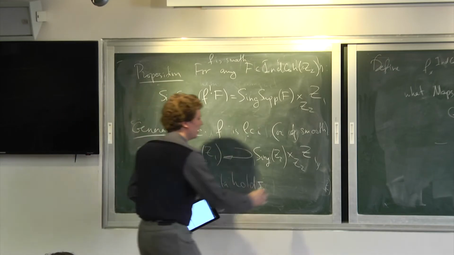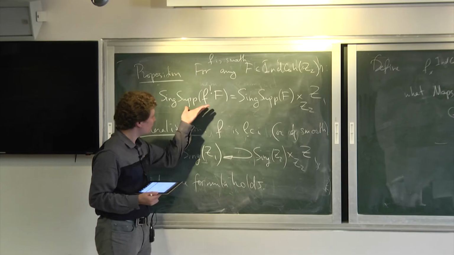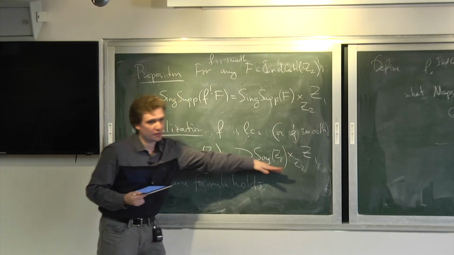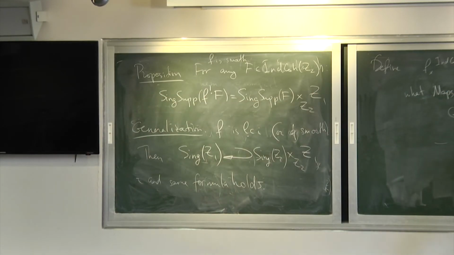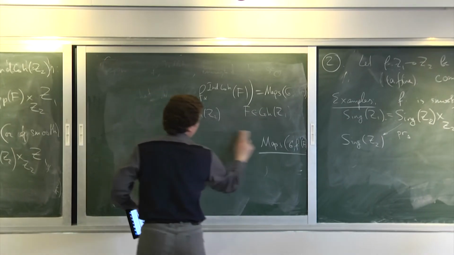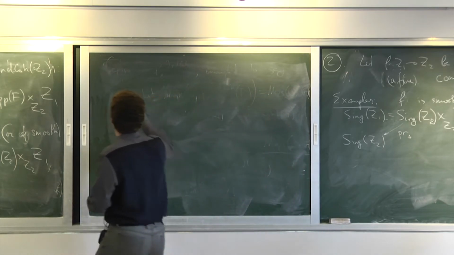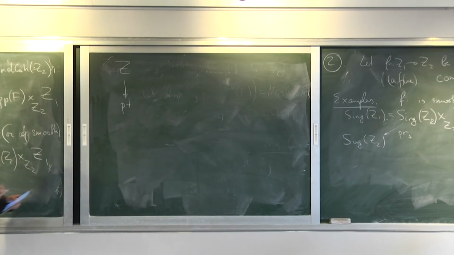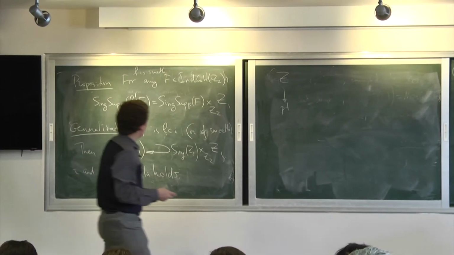The difference is that now this means in particular that the singular support of the pullback will always be contained in the image of this. So a simple example is if you have any locally complete intersection. So if you have any Z, you can consider a map to a point. Its fiber is Z, so it's easy to believe that the map is a local complete intersection.